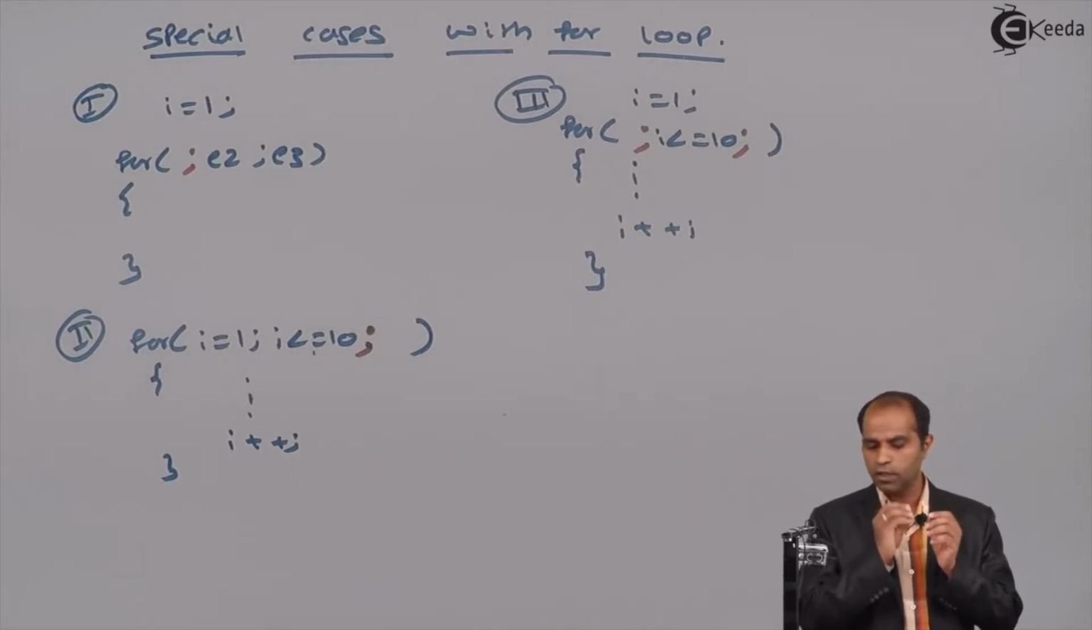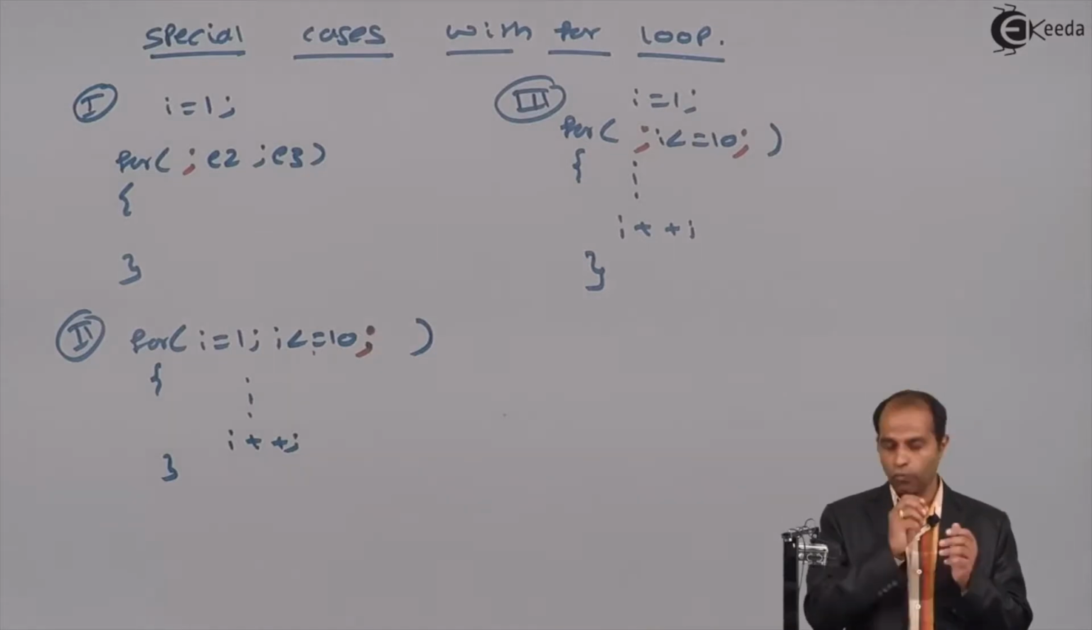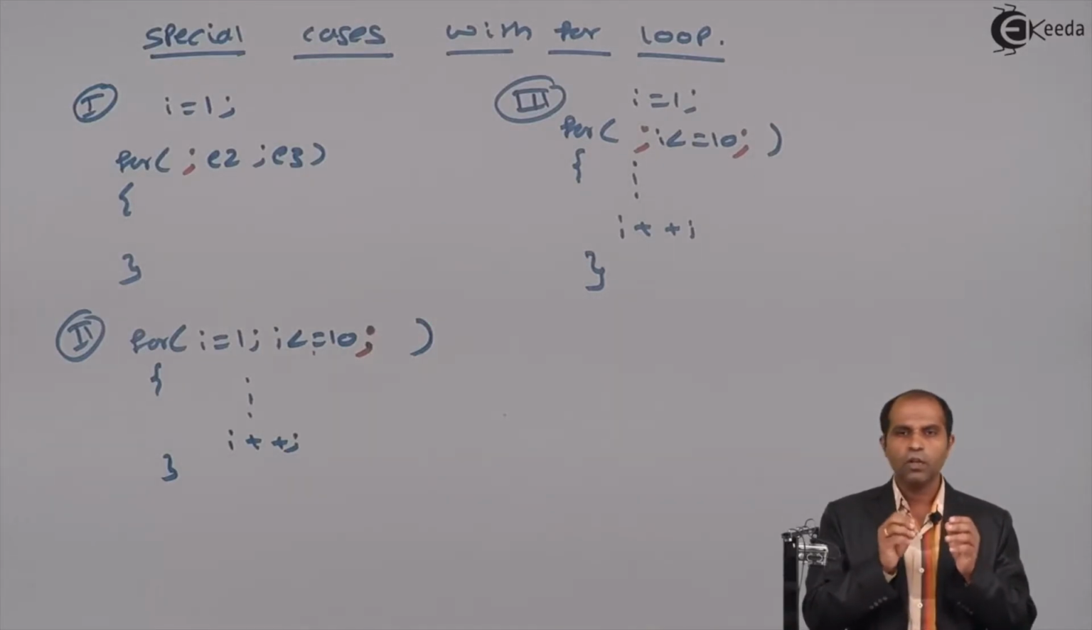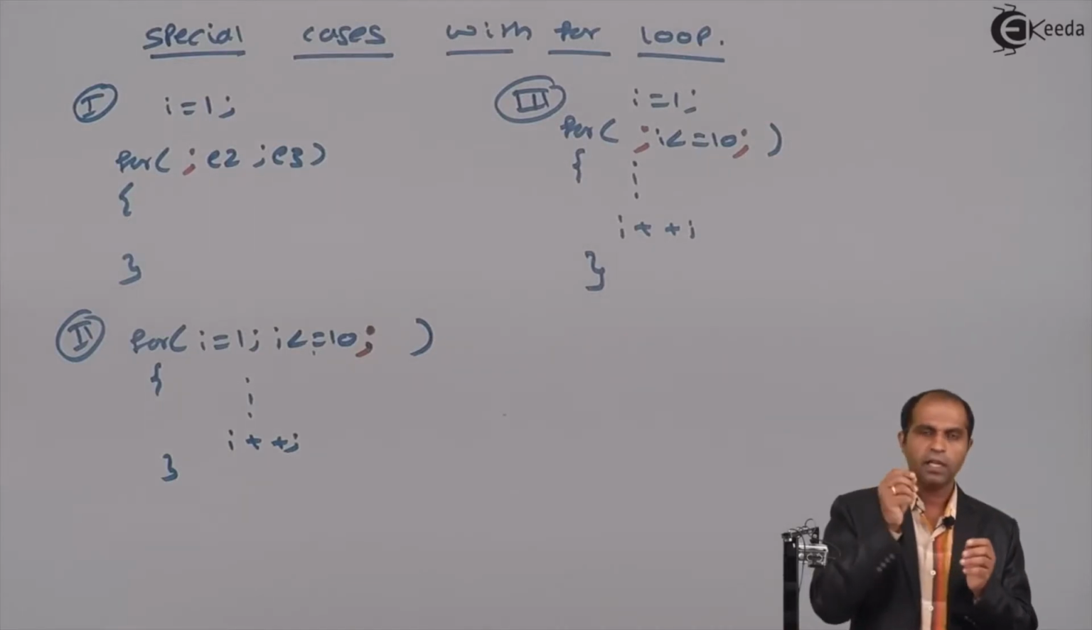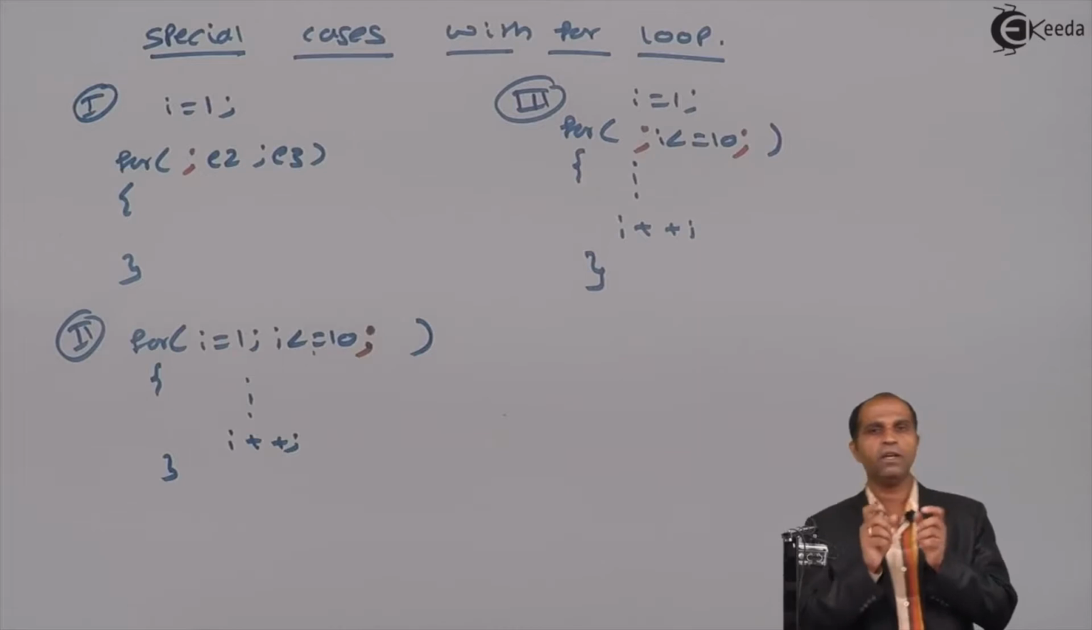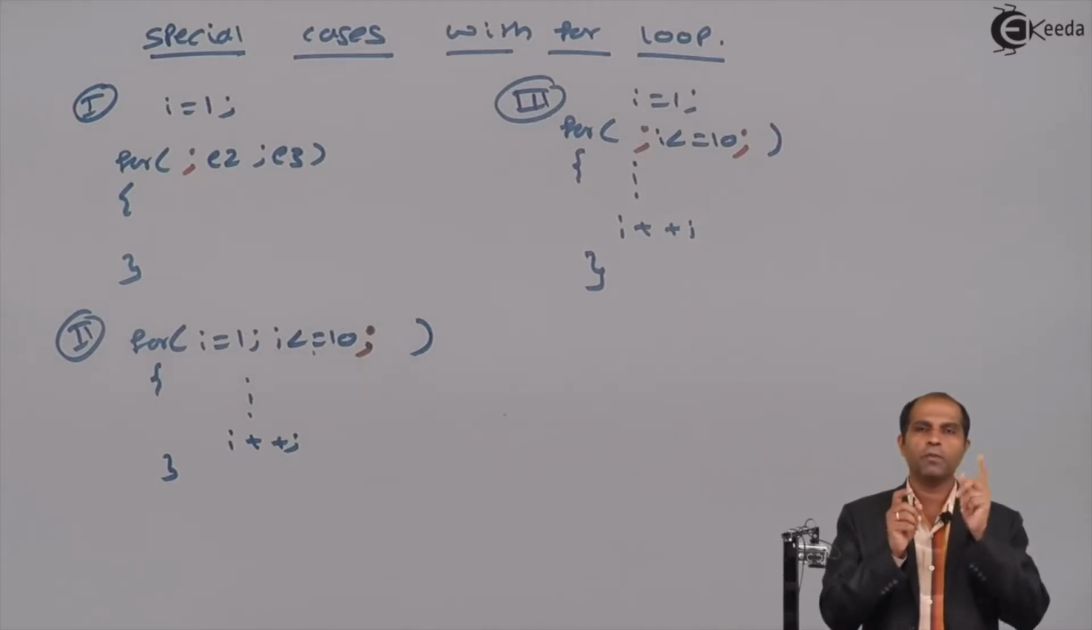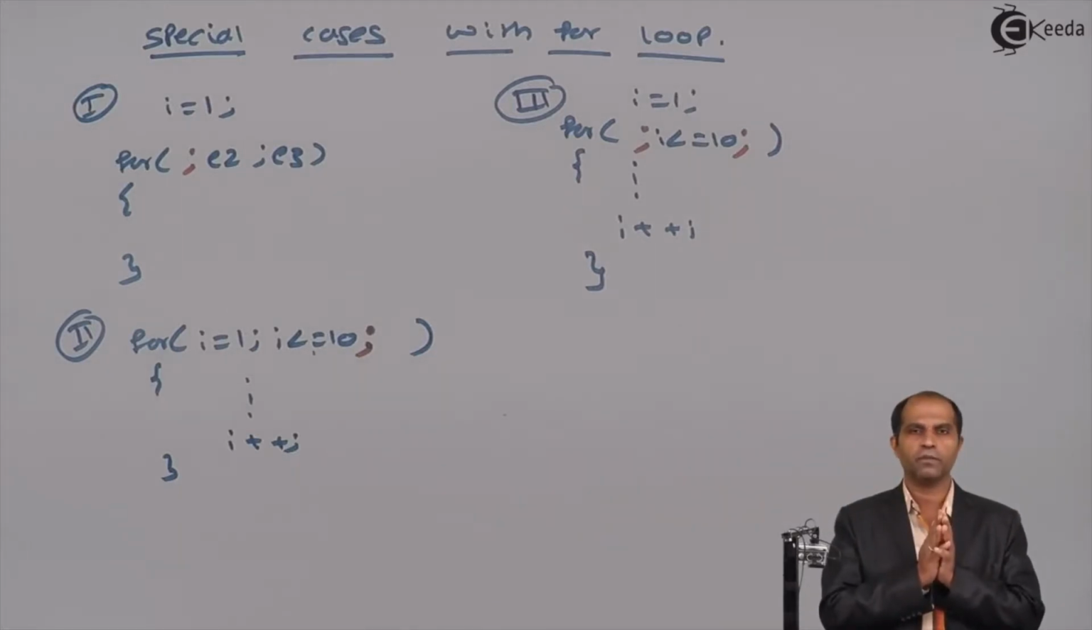This is the third case which you're supposed to remember for this particular for loop. So basically, you can miss out E1, then start with a semicolon. If I miss out E3, end with a semicolon. If you miss out E1 and E3 both, your E2 should be preceded and succeeded by a semicolon.